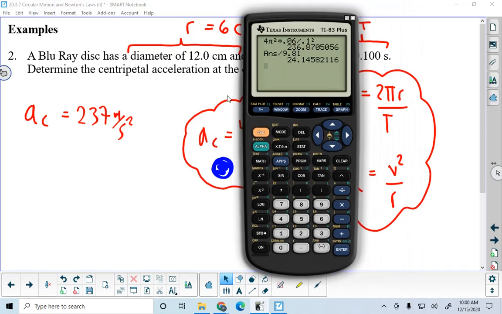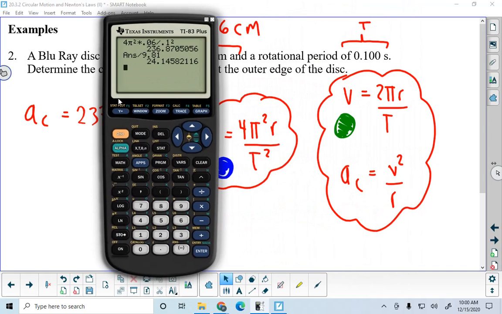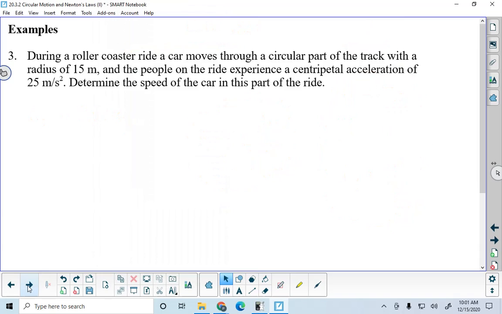If you do it using the other formula, then you're going to take 2 times pi times the radius divided by the time. You're going to get a speed of 3.8 meters per second. Then you're going to square that and divide by the radius, but you still get the same answer. All right, let's move on and look at number 3.